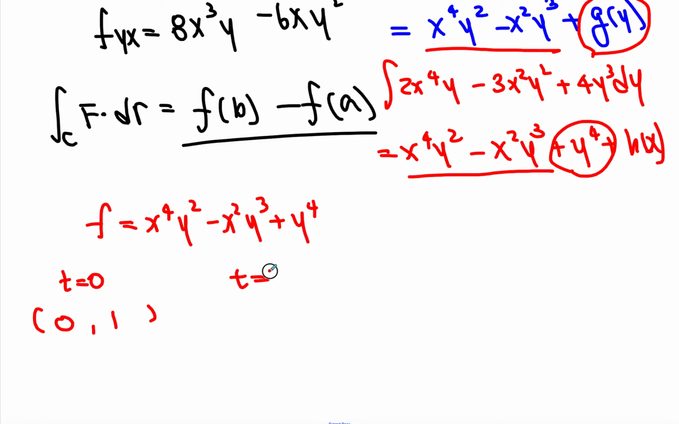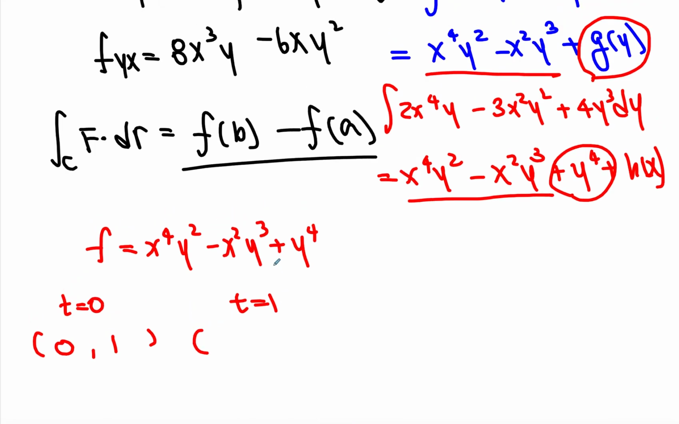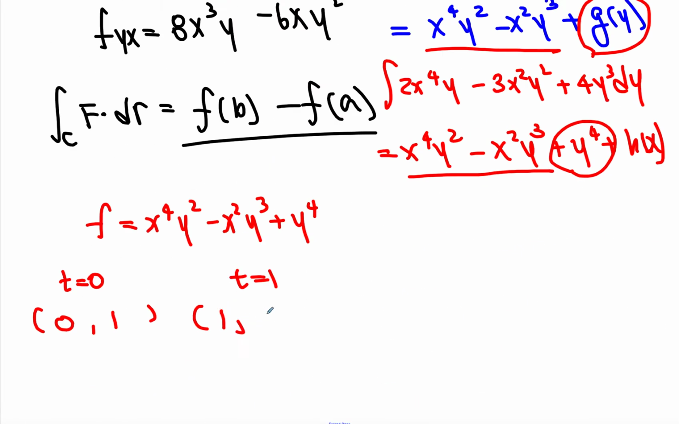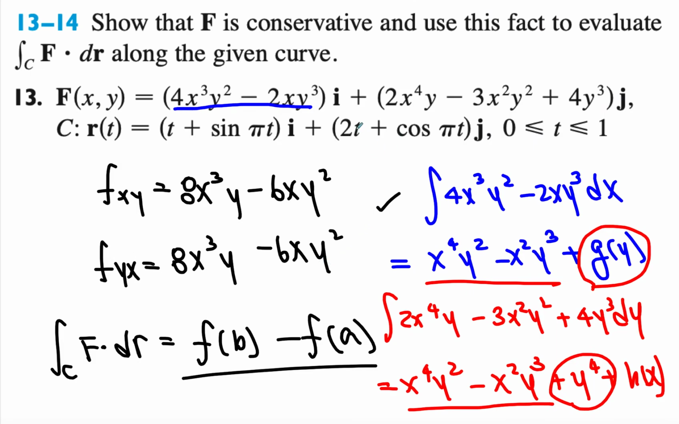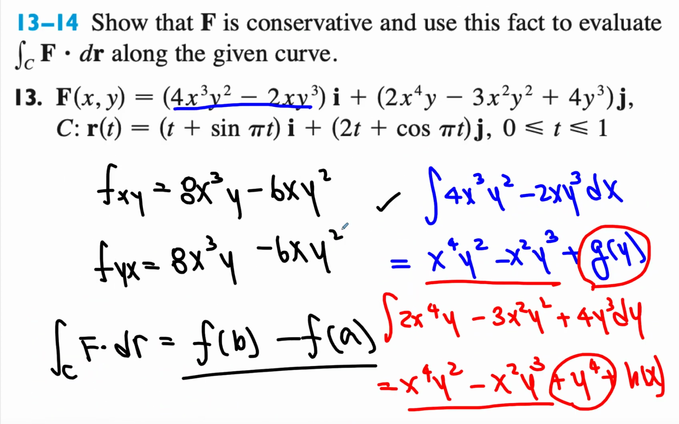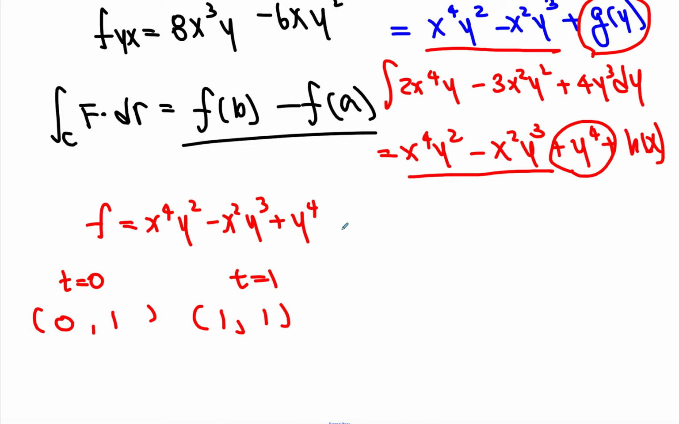And when t is equal to 1, what do we end up getting, guys? When you plug in 1 here, this one is 1, while sine of pi is equal to 0, in fact. So what we end up getting is 1. For the second one here, this becomes 2, and then cosine of pi becomes negative 1, so 2 minus 1 becomes 1. So the starting point is (0, 1), and the ending point is (1, 1).